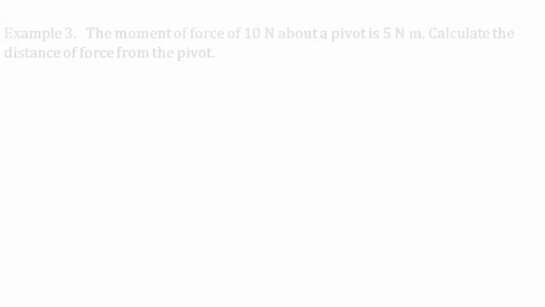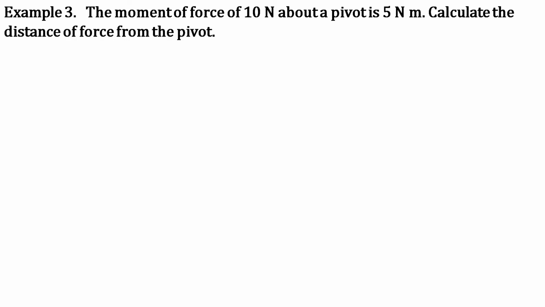The next example is: if the force of 10 Newton about a pivot has a moment of 5 Newton meter. Sometimes the language may be a bit twisted. If I go by the words, it appears moment of force is 10 Newton. But 10 Newton, you should remember, is force. So 10 Newton here is force. Seeing the unit also, you should understand that about a pivot is 5 Newton meter. That means this is the moment of force we are talking about in the statement. Calculate the distance. That means d is unknown.